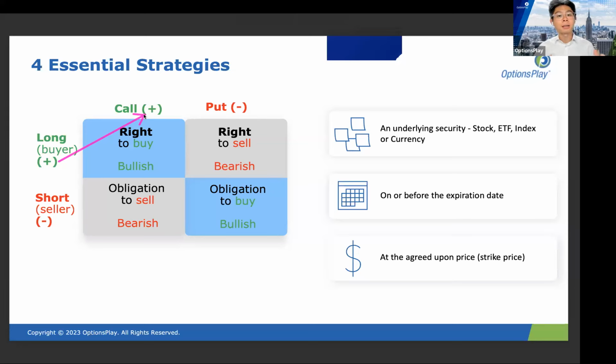So if you multiply a positive and a positive, you get another positive number that tells you a long call is a bullish strategy. If you multiply a positive, meaning buying, and a negative, a put, you get a negative.